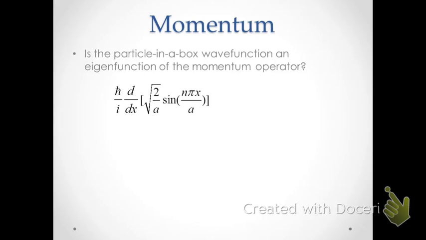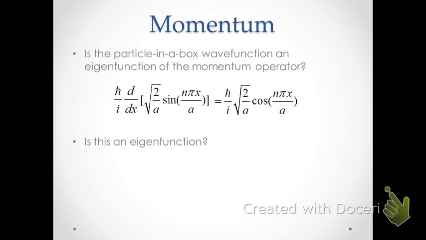So we're taking a derivative, and when we take that derivative, we'll note that we get this cosine function on the right. Okay, so question, is it an eigenfunction? Answer, well, no, because we're starting out with a sine function and we're ending up with a cosine function. So we do not have a constant times the original function. The function has changed. So here's a circumstance where our wave function is not an eigenfunction of the momentum operator.